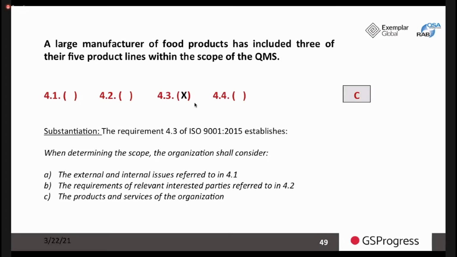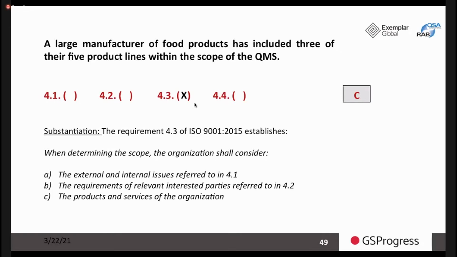So if I define in my scope that I'm going to include in my QMS 3 of the 5 product lines, I've already done the homework that these product lines are the ones that are most important to me, correct? And obviously we have to check this as an auditor, but it says right here, very quickly, the external and internal issues refer to 4.1. So do they comply with 4.1?